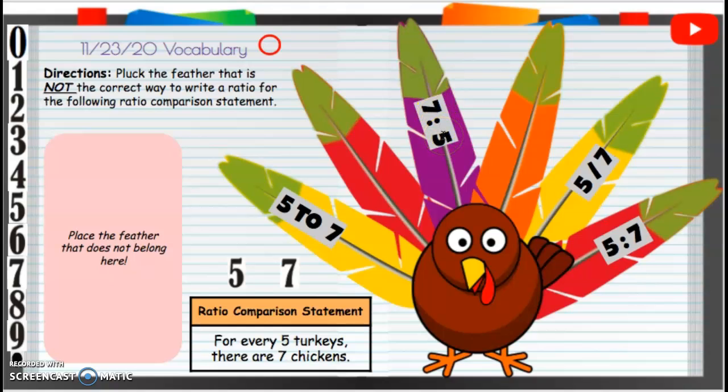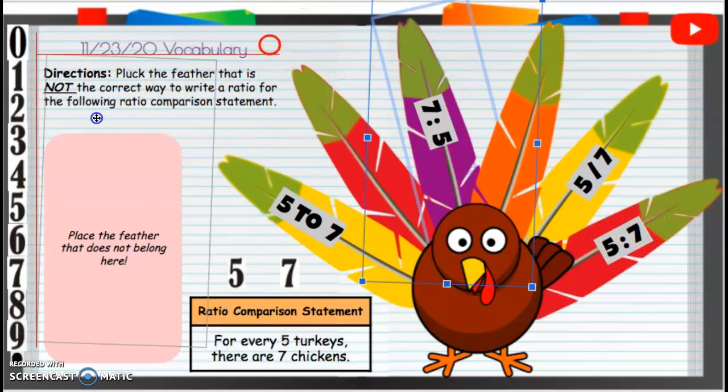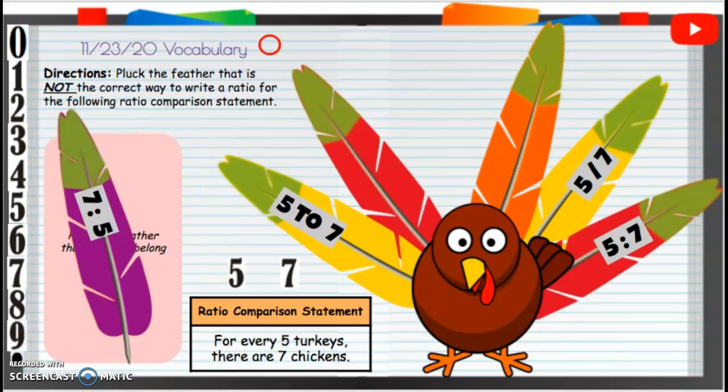7 to 5. Nope, that's not it. Is this one 5 to 7? Yes, it is. Is this one 5 to 7? Yes, it is. So the feather that is the incorrect way would be 7 to 5, because remember, you have to go in order. And that is it for our vocabulary.